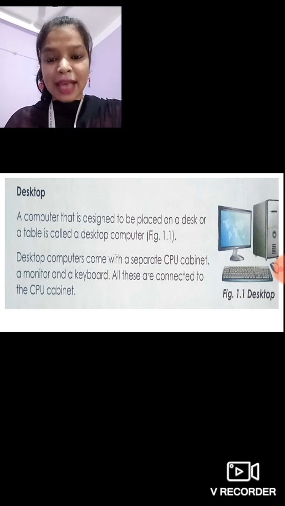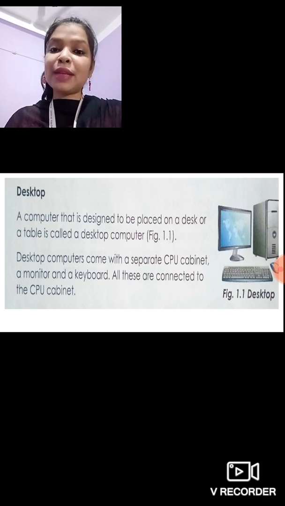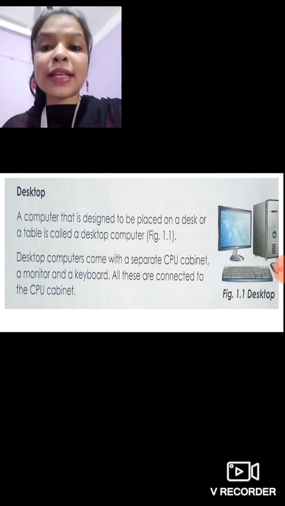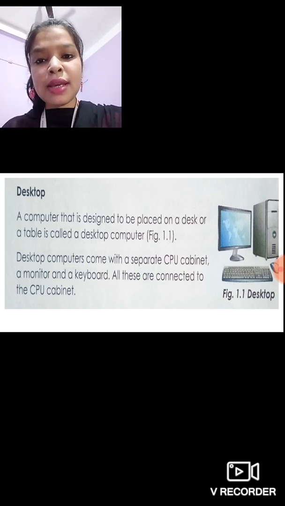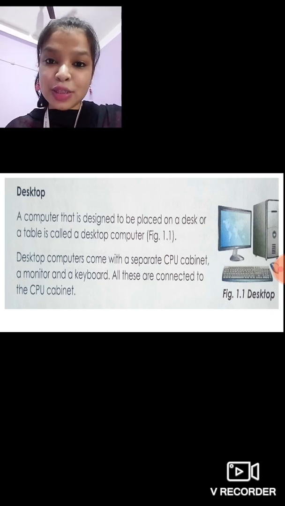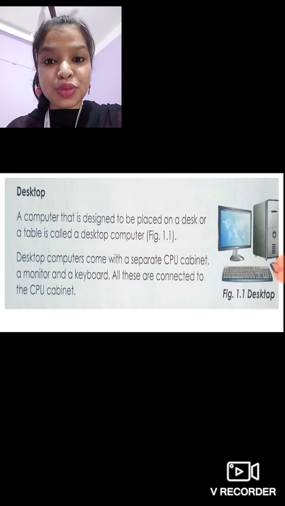The first is the desktop. What is a desktop? A computer that is designed in such a way that it can be easily placed on a desk or a table. In a desktop, we can see a CPU, a monitor, a keyboard, and a mouse. All these parts are separated and the desktop is designed in such a way that you can place it on a desk or a table. That is why it is called a desktop computer.